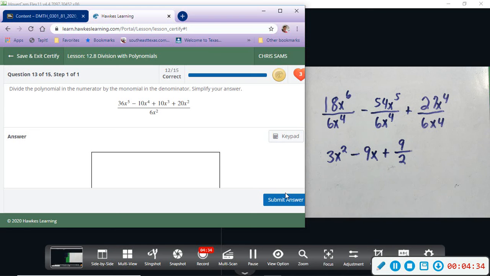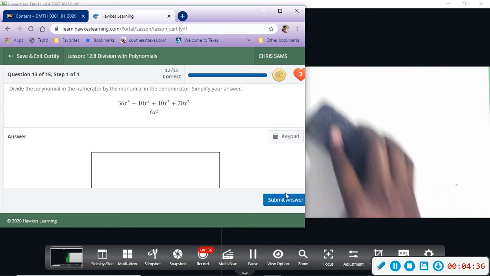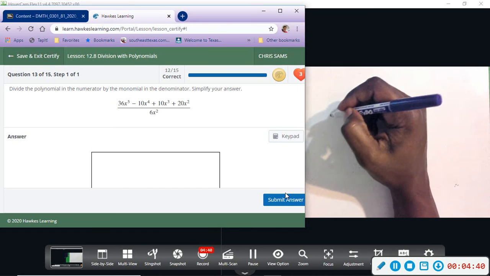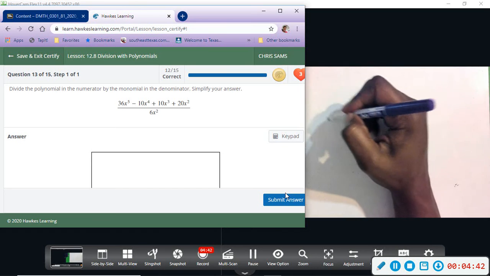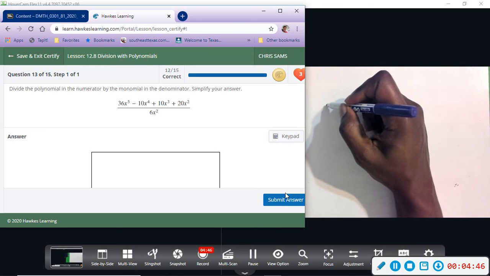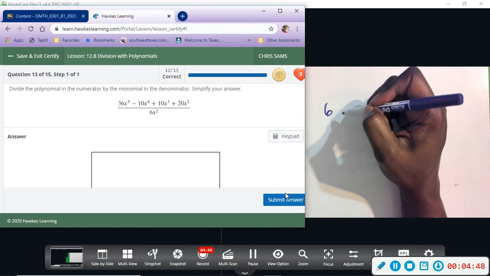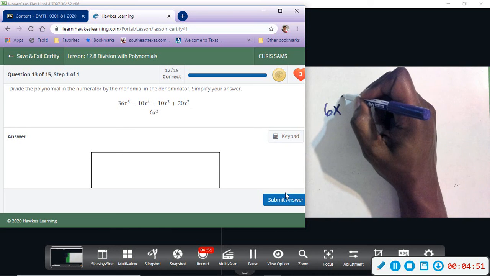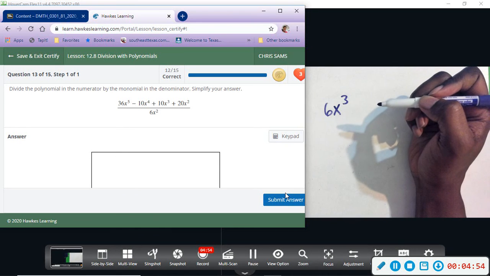Alright, 13. Same thing. Just divide each term. So I'm just going to do it mentally here. So 36 divided by 6 will give you a 6. Okay. And then x to the fifth minus 2 will give you x to the third. So that's the first term.